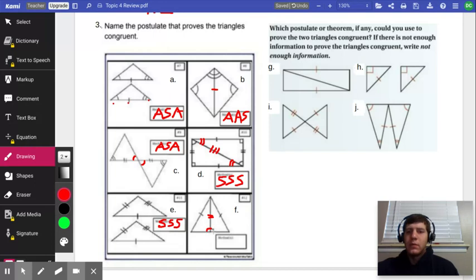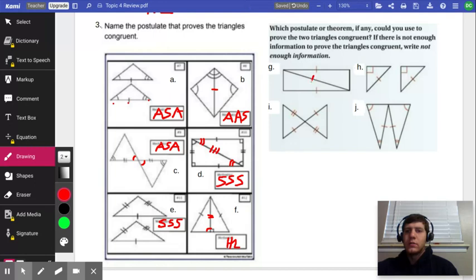But we do have a right angle, so we want to try HL. So HL, again, there are 3 criteria. You need right triangles. We have right triangles. These right angles tell us those 2 triangles are right triangles. We have the hypotenuses here congruent, right? The hypotenuses are the side across from the right angle. And then we have a pair of legs congruent, so that's going to work. We can use HL.